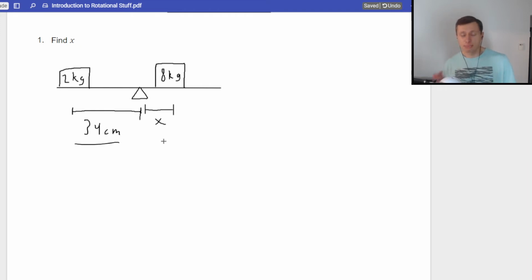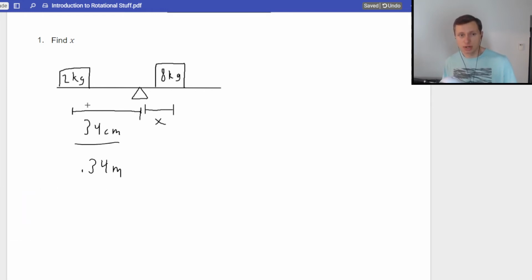So first, let's find the answer if we use meters. I'm going to say 34 centimeters. We all know that's 0.34 meters, or at least hopefully you know that. You just divide by 100. And now let's find out what these torques are. So notice it's kind of hard to see here. Nothing's rotating, and we don't even have any forces yet. I'm going to tell you this: the force is gravity.